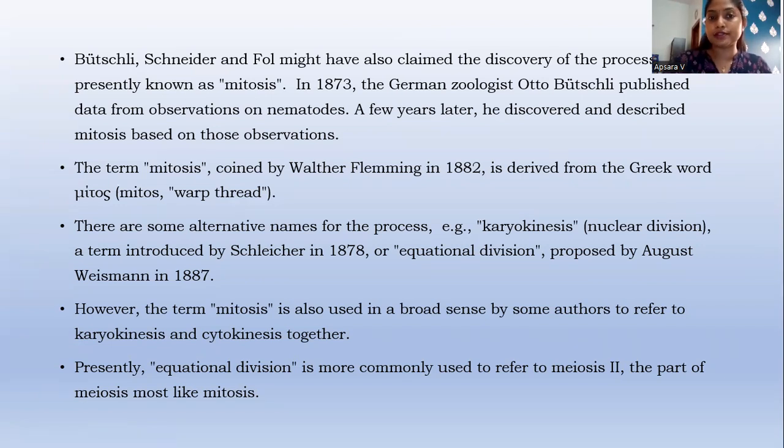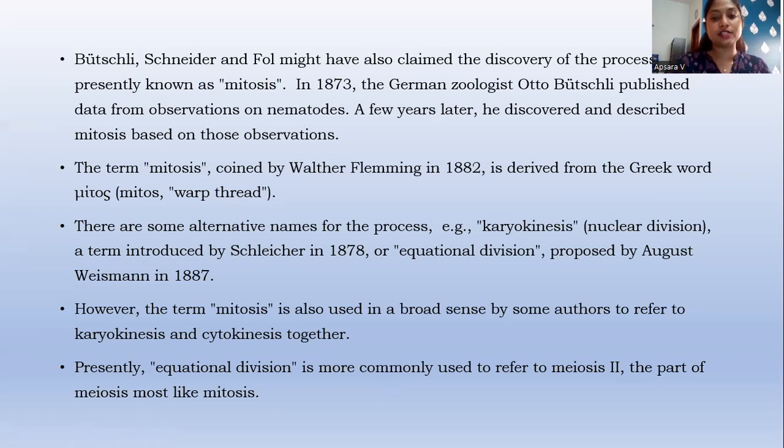The term mitosis was coined by Walther Flemming in 1882, which is derived from the Greek word mitos, which means warp thread, something that is used to warp around. These are some alternative names for the process. It is also known as karyokinesis, which was introduced by Schleicher in 1878, or as equational division, which was proposed by August Weismann in 1887. However, the term mitosis is also used in a broad sense by some other authors to refer to karyokinesis and cytokinesis together.